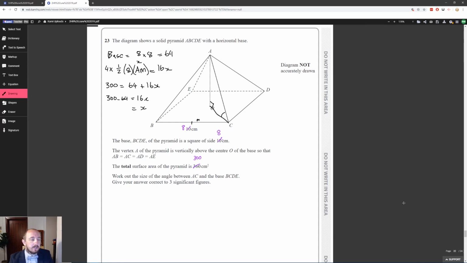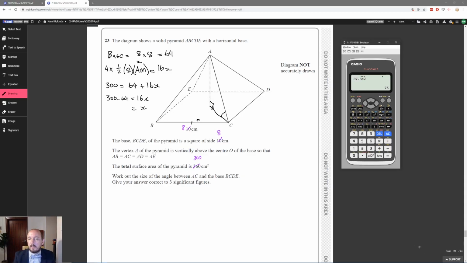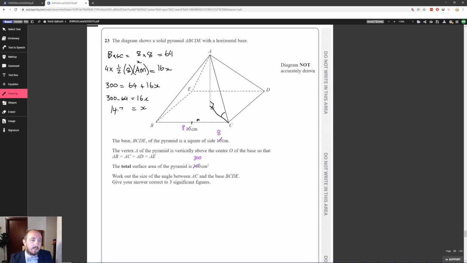So x is equal to 300 minus 64 divided by 16, 14.75. So that is the length from A to M. Now we need A to O, so we need another triangle, A down to M, and then to O, and up here. So this is O here.